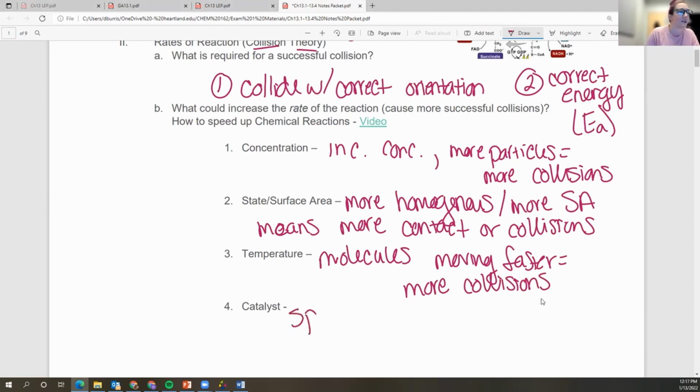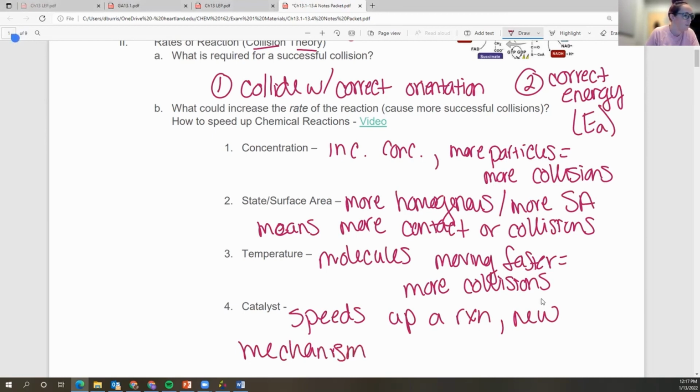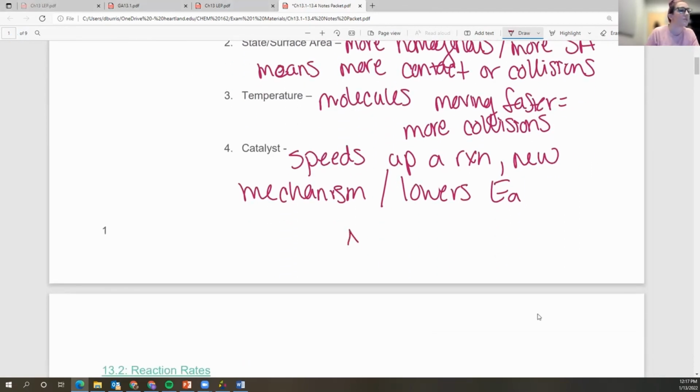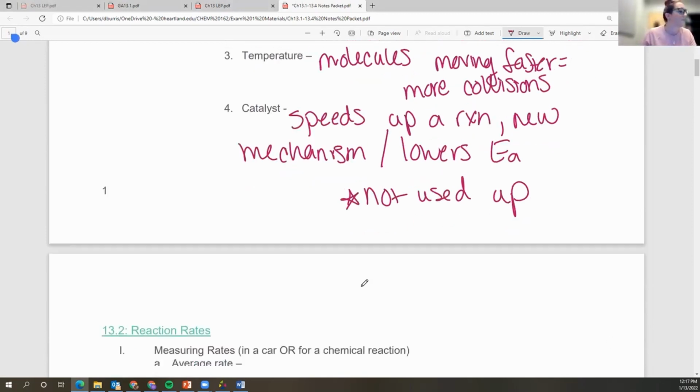And finally, a catalyst. We talked about how a catalyst speeds up a reaction by orienting the molecules correctly. So what that's doing is actually providing a different or easier mechanism. Speeds up reaction. Let's see, a new mechanism, or it lowers the activation energy. Essentially, it's an easier mechanism. Okay. One important thing to note, and you probably learned this in biology, is that catalysts are not used up. Okay? They can be used over and over and over and over. That's why a matchmaker is actually a really good analogy.